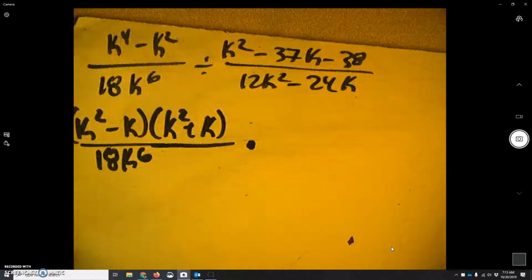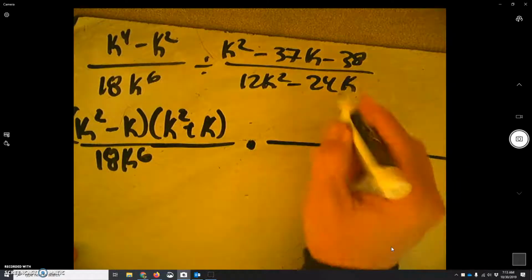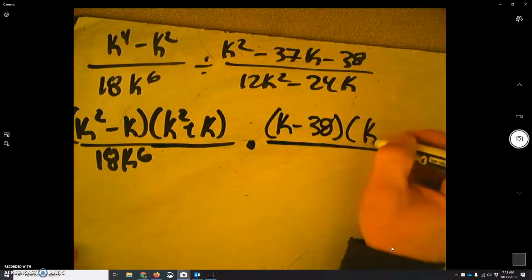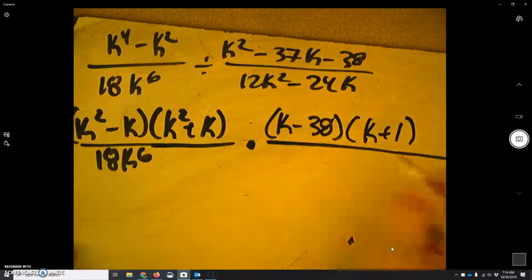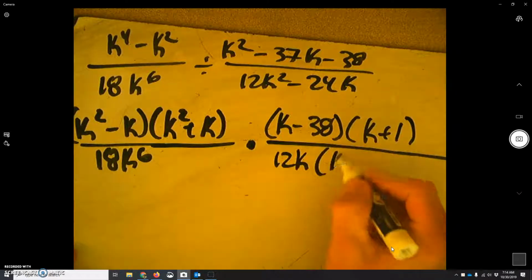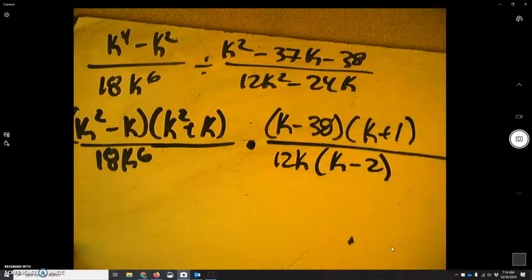I'm going to flip this fraction around right now. And the top we can factor into k minus 38 and k plus 1. The bottom here we can factor out 12k. And we're left with k minus 2. Oh, I forgot to flip these things around.